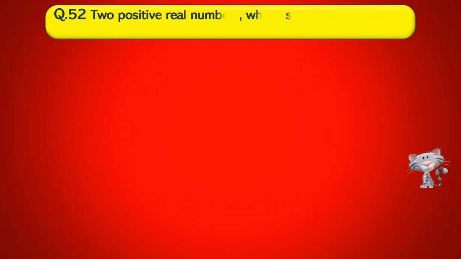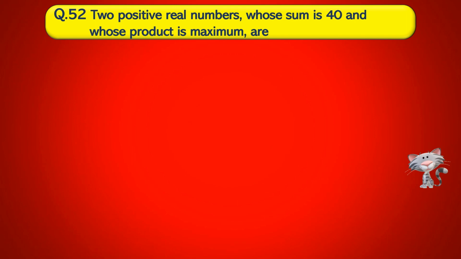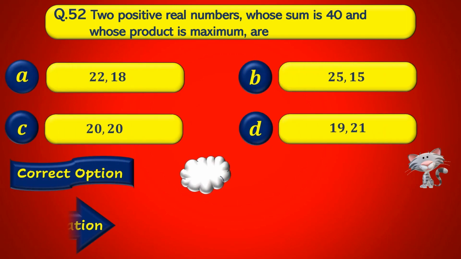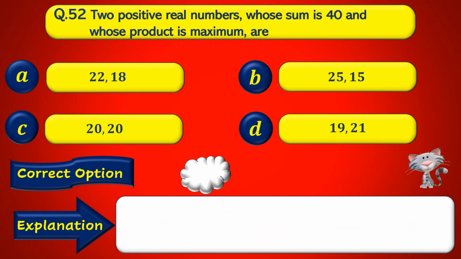Question number 52. Two positive real numbers whose sum is 40 and product is maximum are, and the options are, let's see which one is the correct option. We use calculus to solve this multiple choice question. Suppose the numbers are x and y. So x plus y will be equal to 40 and y will be equal to 40 minus x. The product will be x into y.